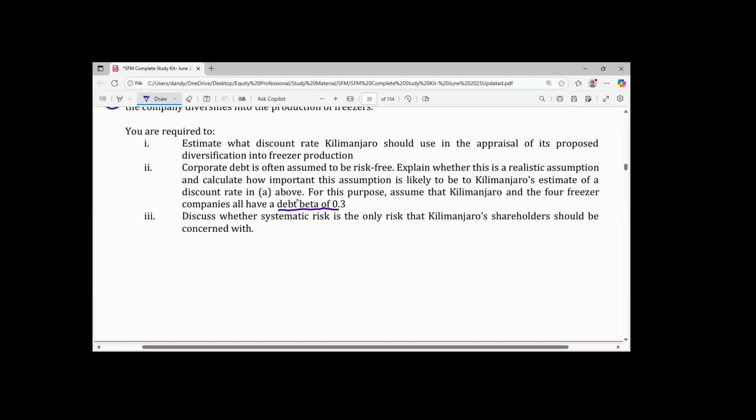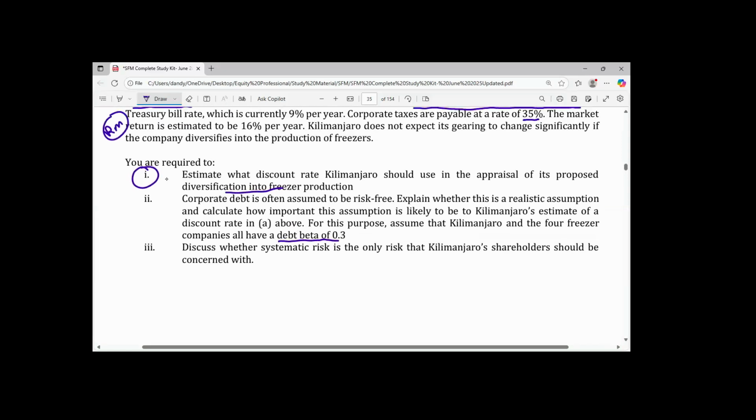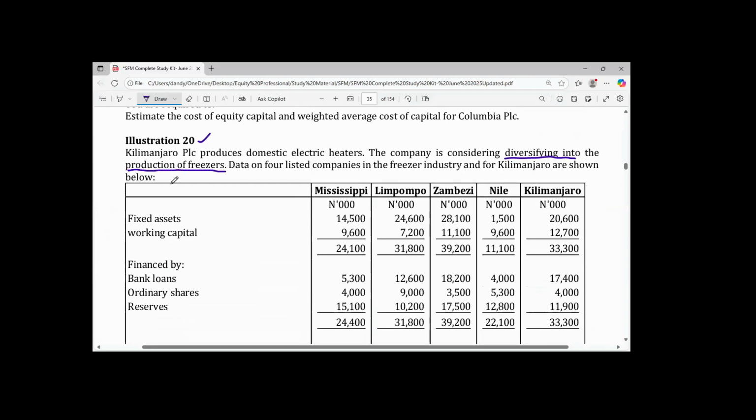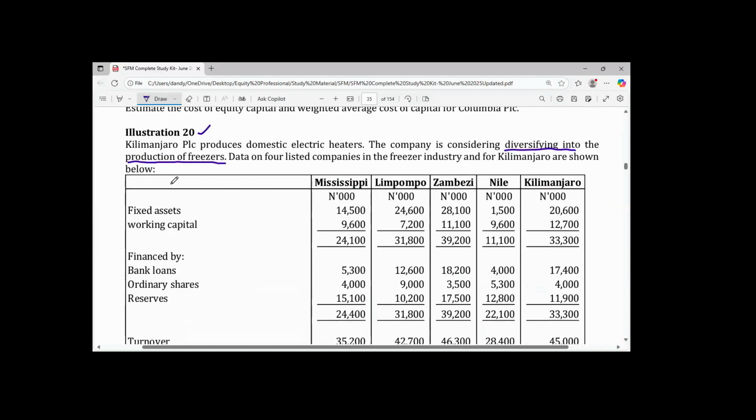All right. So in the first requirement, you are to estimate what discount rate Kilimanjaro PLC should use in the appraisal of its proposed diversification into freezer production. Even from the first requirement, I can see diversification into freezer production. Not only that, the first paragraph of the question says the company is considering diversifying into the production of freezers, which shows that this question relates to project-specific. So we want to calculate project-specific cost of capital.